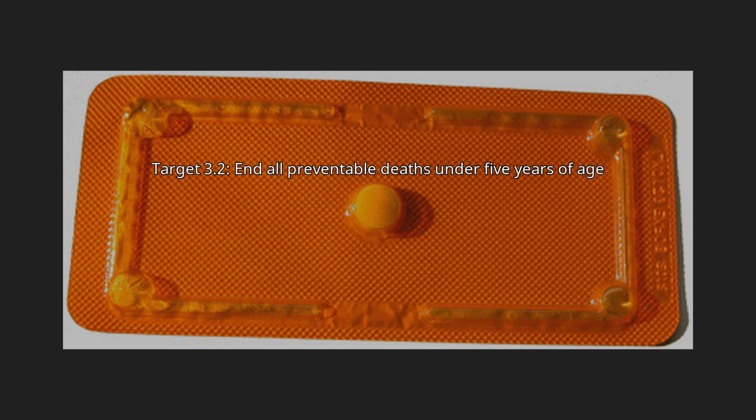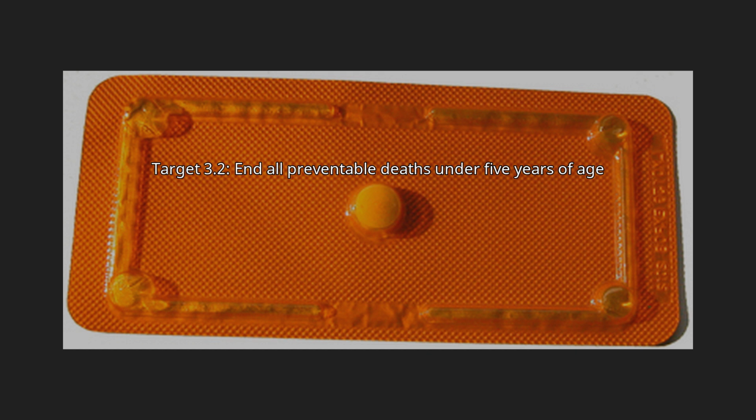Target 3.2, end all preventable deaths under 5 years of age. The full text of Target 3.2 is: by 2030, end preventable deaths of newborns and children under 5 years of age, with all countries aiming to reduce neonatal mortality to at least as low as 12 per 1,000 live births and under-5 mortality to at least as low as 25 per 1,000 live births.